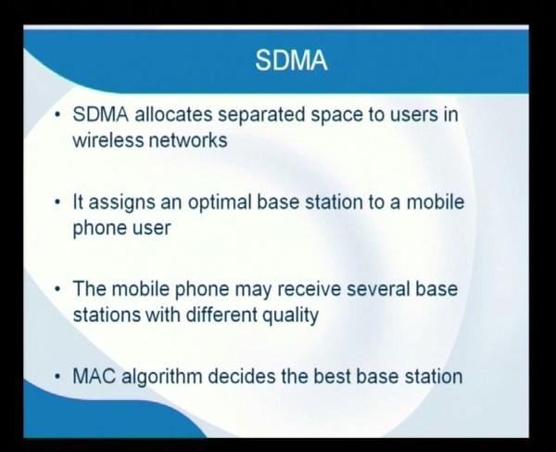Now, the first implementation is SDMA, that is Space Division Multiple Access. The SDMA allocates separate space to users. So, using the sectorized antenna, the space is divided for different users. The SDMA assigns an optimal base station to a mobile user. Now, the SDMA ensures the best or optimal base station is allocated to the GSM user. The mobile phone may receive several base stations with different quality. The SDMA technology assigns the best base station to the mobile user.